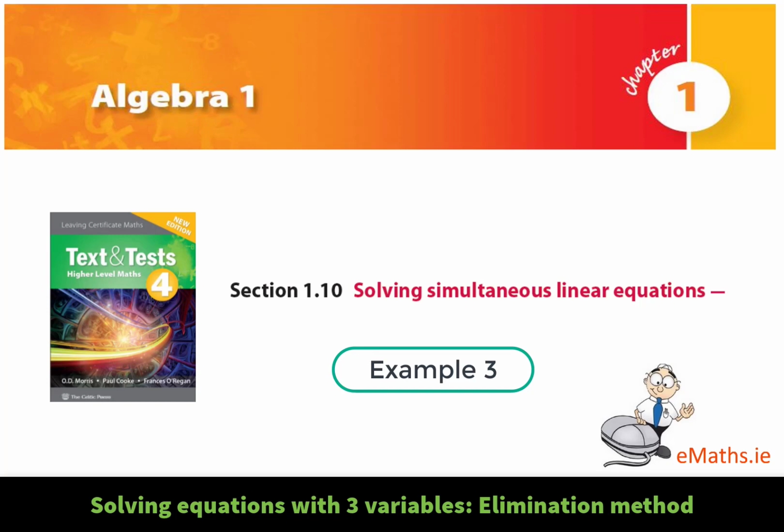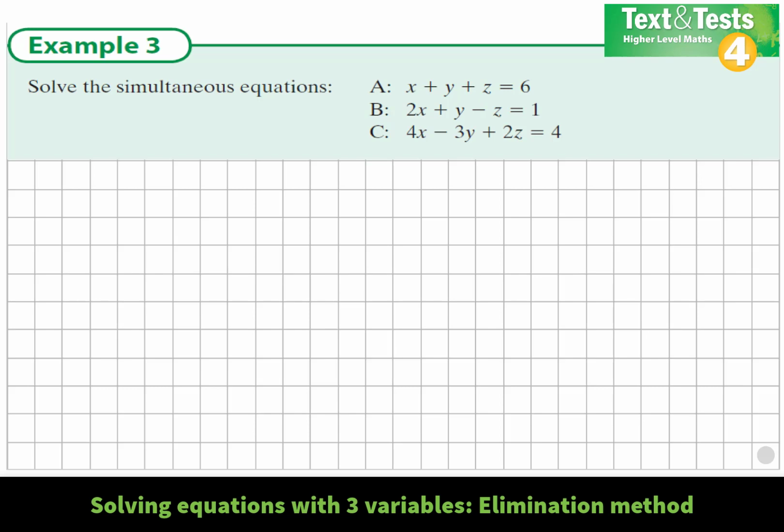Solving simultaneous equations, example 3. This example has three variables, x, y, and z. So we have three equations with three variables and we want to solve them. We would look first to see which might be easier to solve, x, y, or z. We might notice that the z numbers are very small. We have a plus z, a minus z, and a plus 2z. So we're going to plan to eliminate the z's.